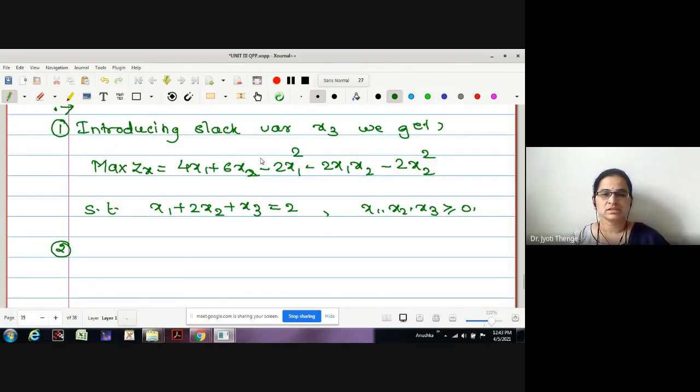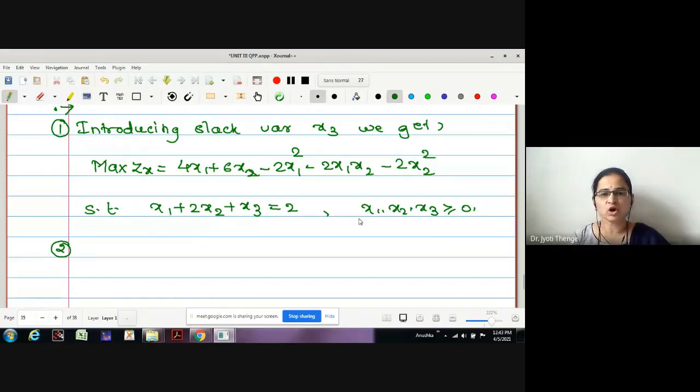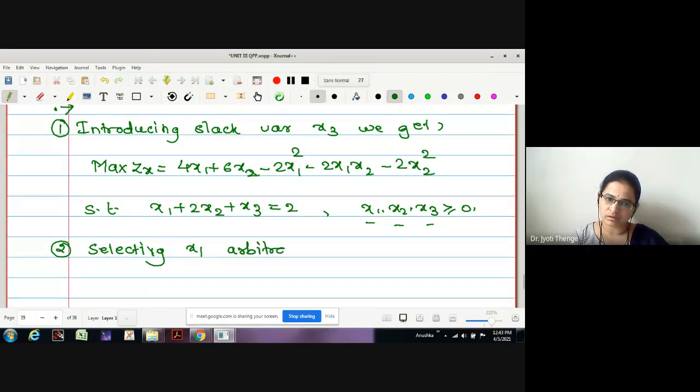Yes, as there is only one constraint, how many basic variables do we have? Only one. Therefore, there are three options with us, x1, x2, x3. Let me select x1 to be the basic variable. There is no specific criteria for selecting the basic variable. Here we will write selecting x1 arbitrarily to be the basic variable.